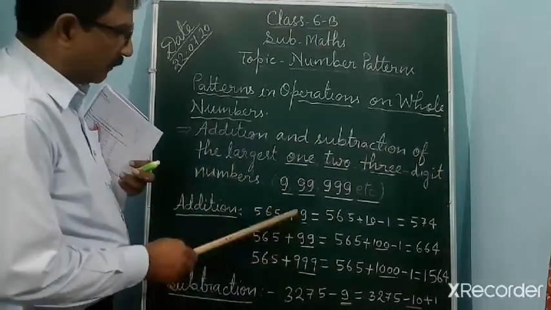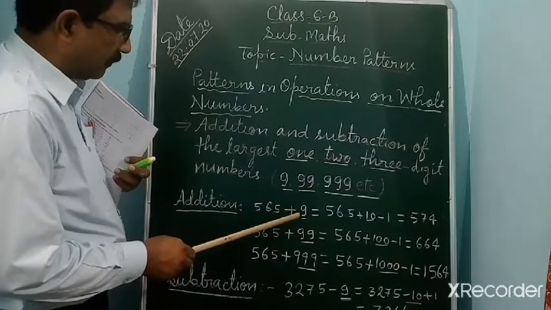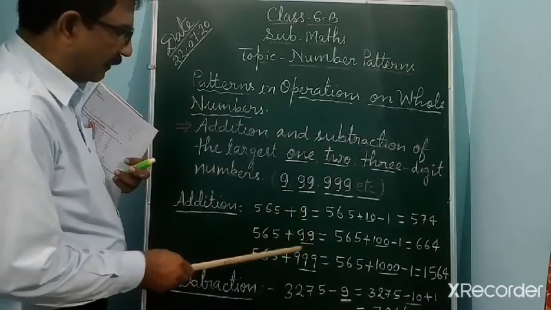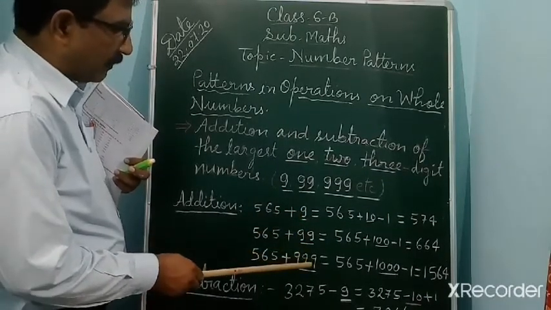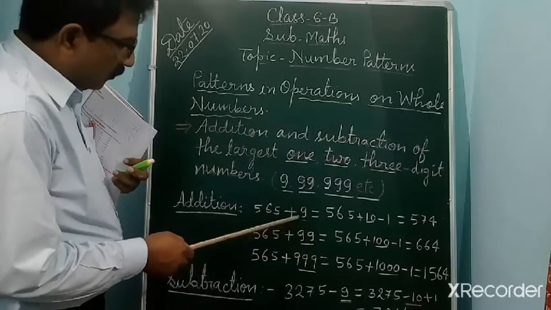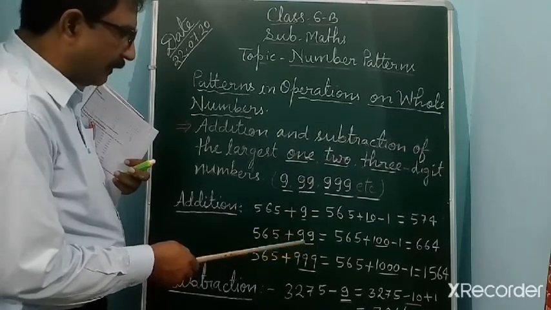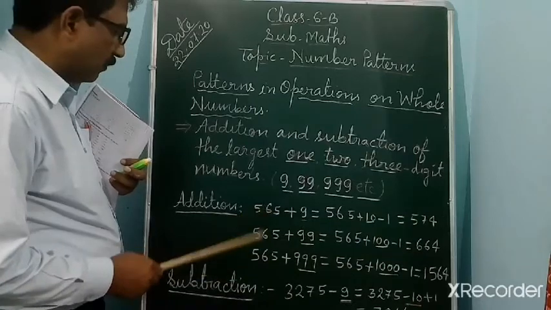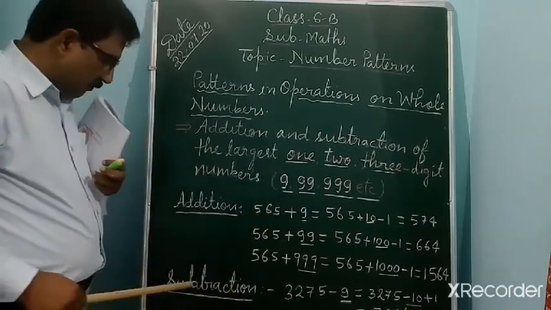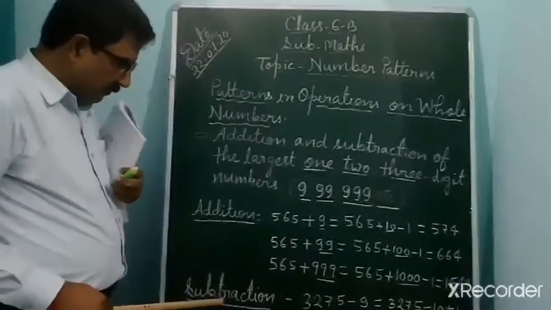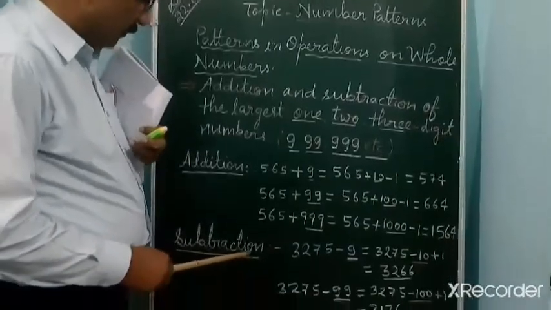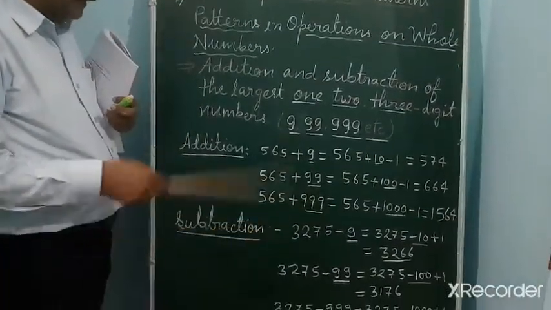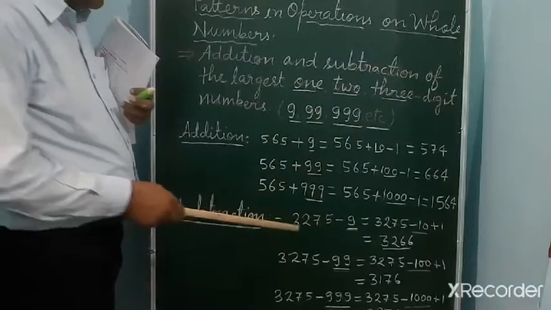In this way, you can see the number as addition of the number 999, and you can do this type of activities onwards on the whole numbers. Now you see the subtraction pattern. You can take any numbers, any examples you can take.